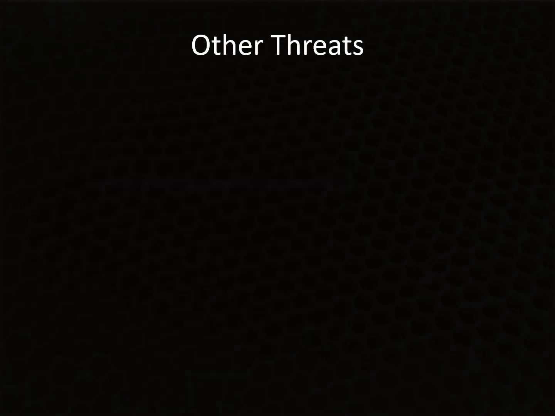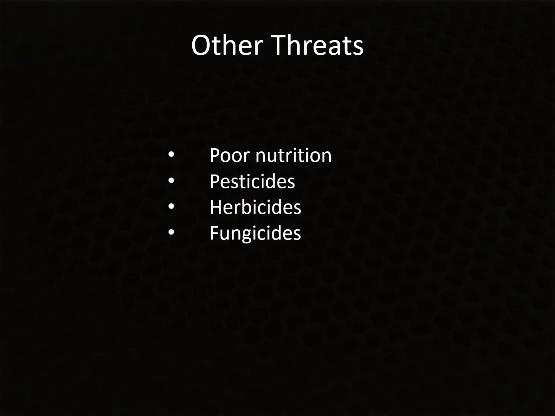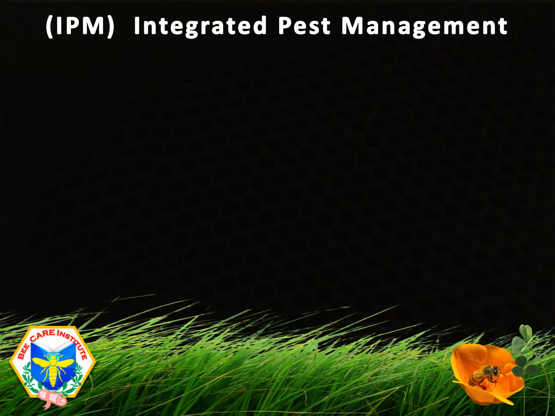Some of the other threats that are out there are poor nutrition, pesticides, herbicides, fungicides, and clumsy beekeepers. So we're going to be looking at many of these things through an IPM lens. IPM stands for Integrated Pest Management. And this is a way to rethink how we approach diseases.